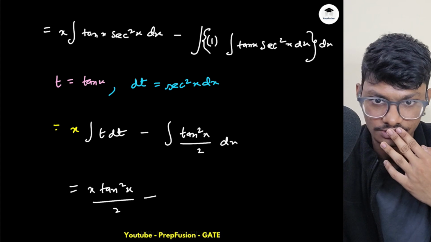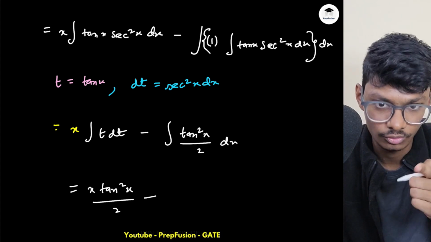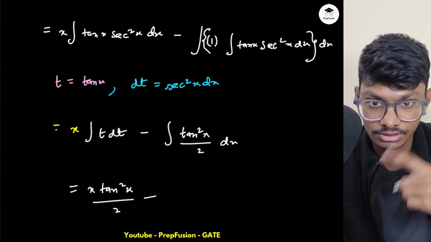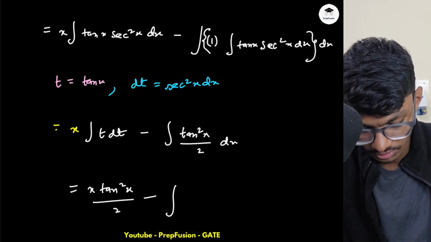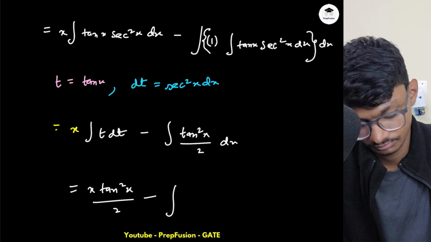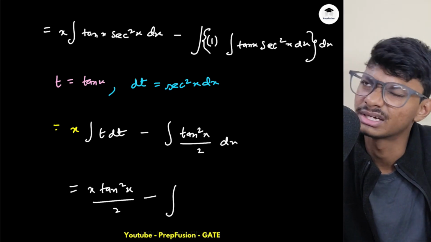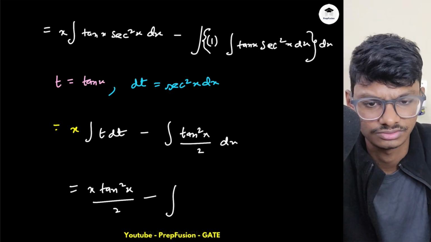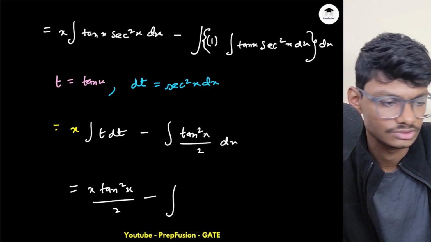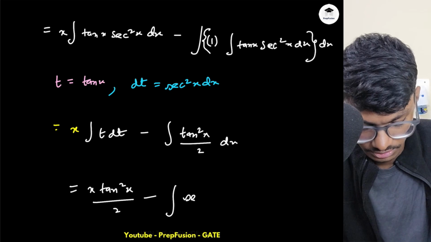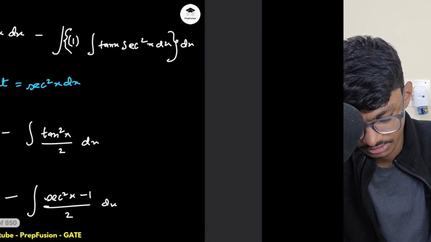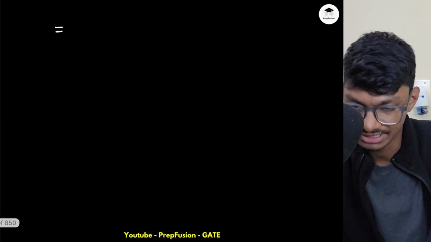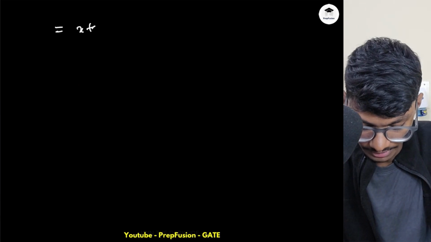Now do you know what is tan square? We don't know, right? But what you can do, you can convert tan square into sec square x. So if you convert tan square into sec square x, what will we get? sec square x minus tan square x is 1, so tan square x goes there. This will be sec square x minus 1 divided by 2 into dx. So this will be x tan square x divided by 2 will remain here.